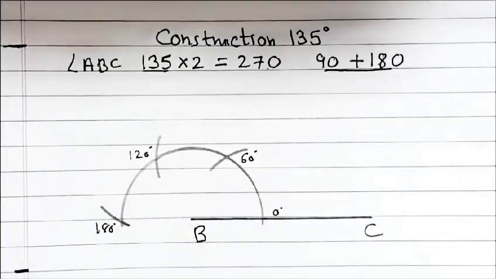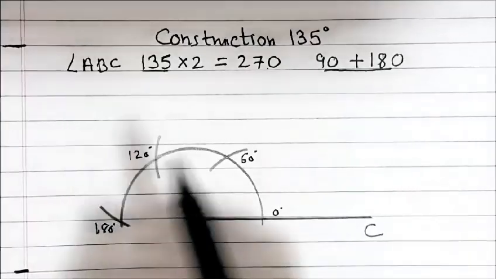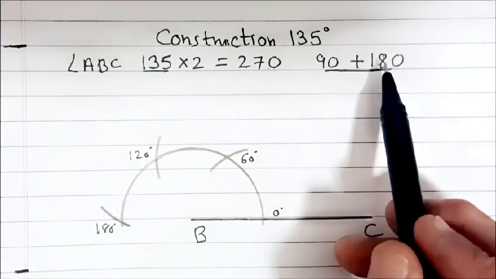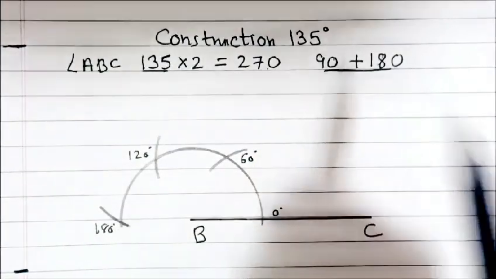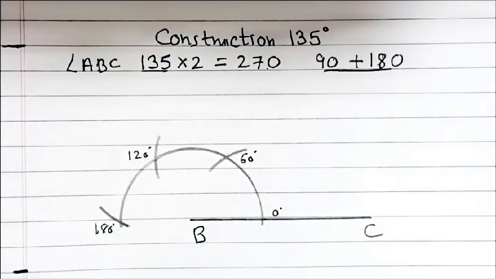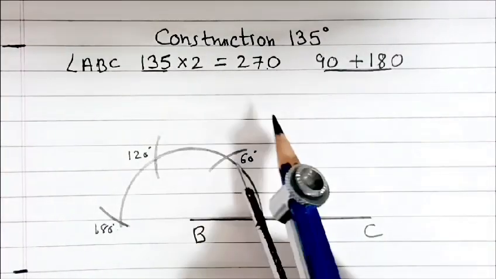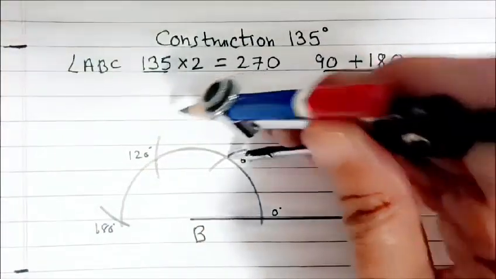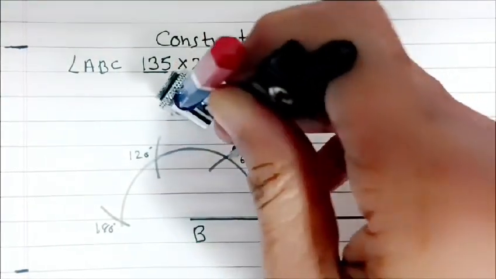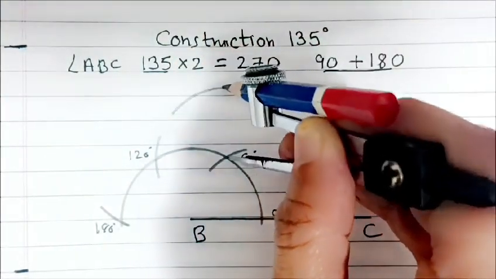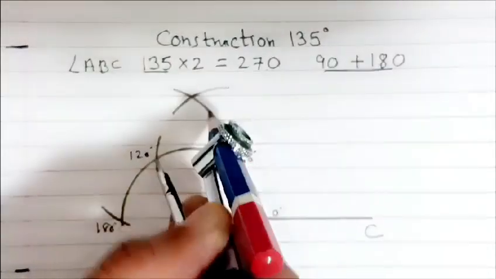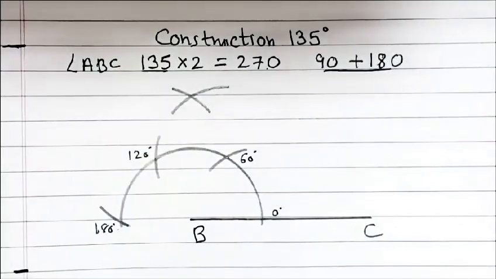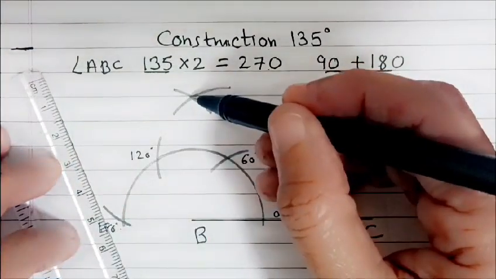Correct, students? Now, as I explained you the trick, we have to bisect 90 and 180. 180 already we got here. Now we are going to construct 90. As you recollect from your previous class, we are going to bisect 60 and 120 to get 90. You can take the same measurement, put on 60, cut an arc and put on 120 and cut an arc. So here we get 90.